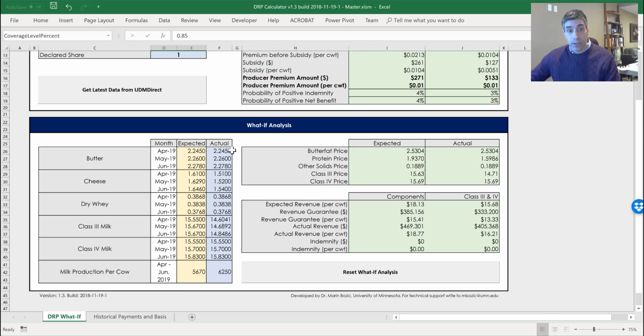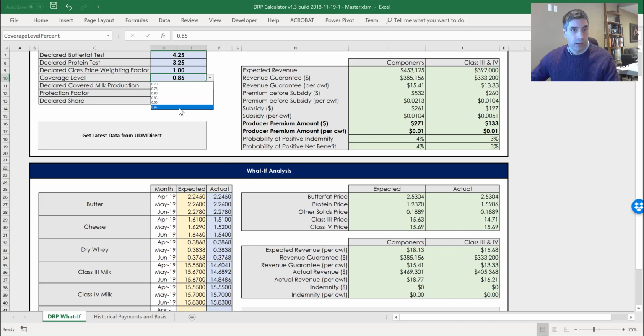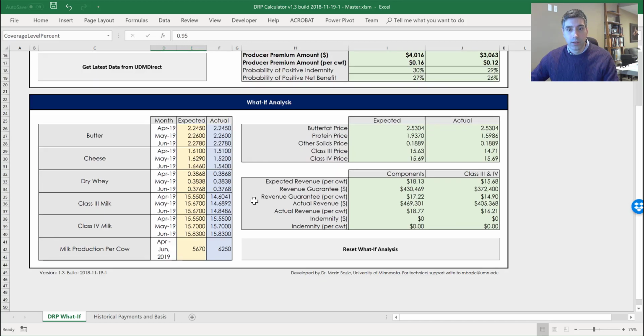Now, what is really interesting about a what-if analysis is that you could say, well, you're telling me that right now cheese is forecasted to be $1.61, $1.64 for April through June 2019. What if we are wrong? What if it ends up being $1.51, $1.54? Let's make sure that we reset the coverage level to 95%, we'll reset the analysis, and then let's start playing with numbers.